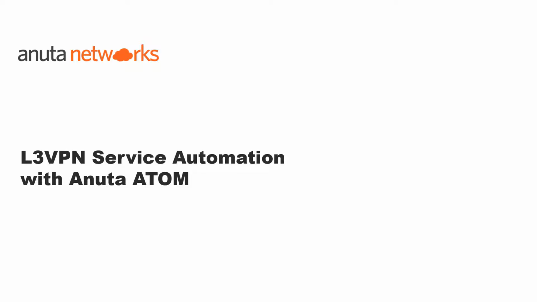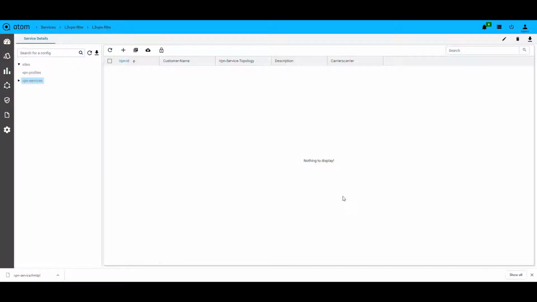Hello everyone. In this video, we will see how Anuta ATOM can be used to automate L3 VPN services in your network. For this, we will utilize ATOM service models that are based on Yang. What we are seeing on the screen is the L3 VPN service model. This is inspired from the IETF RFC for L3 VPN, but few modifications have been made for easier consumption.